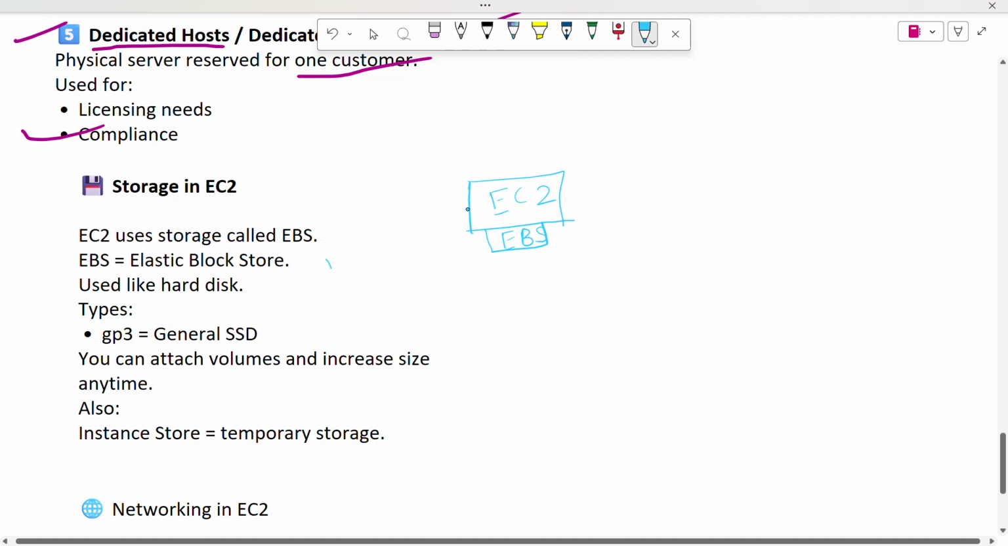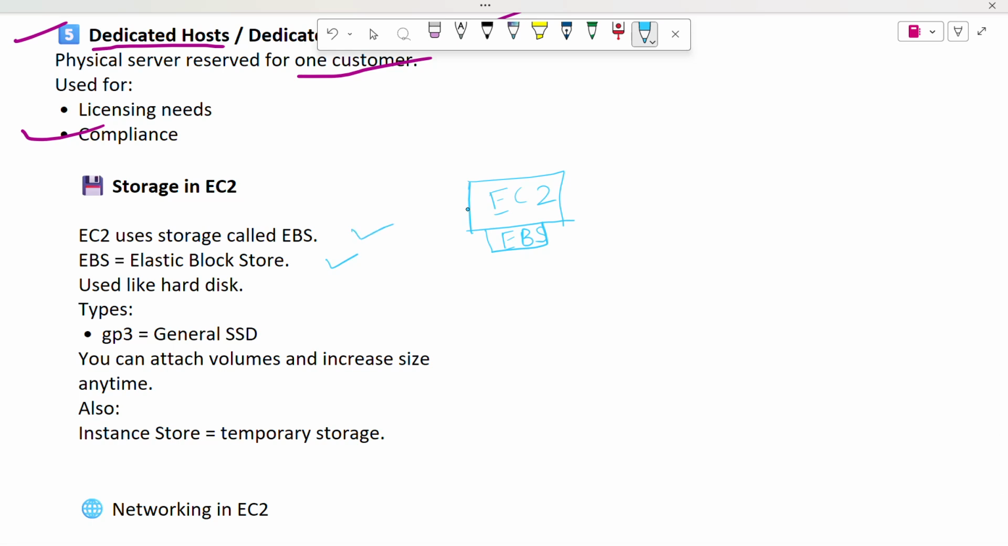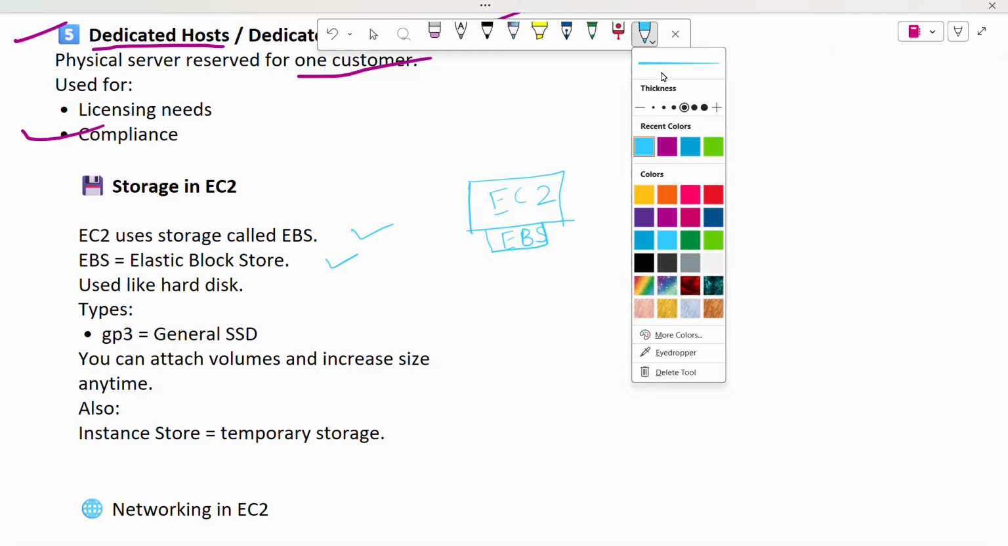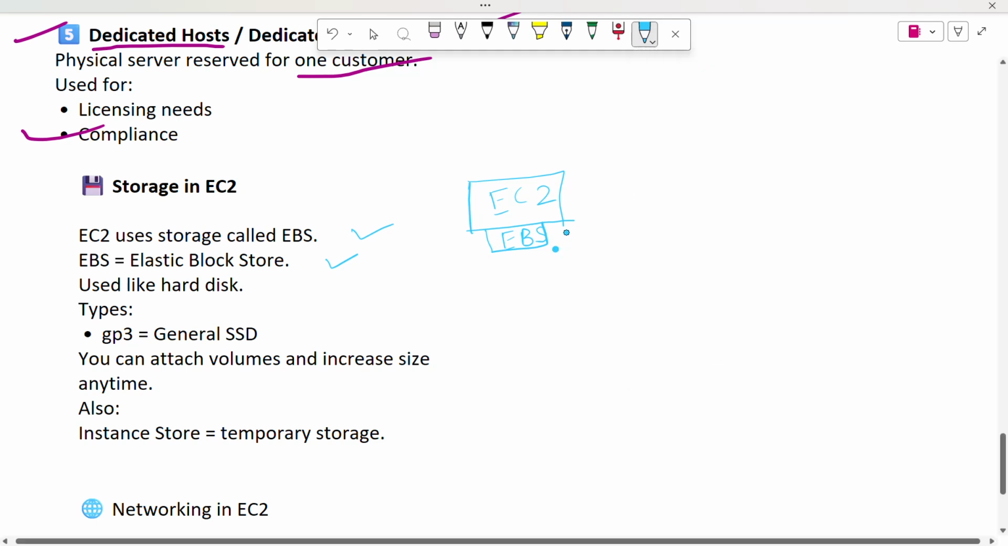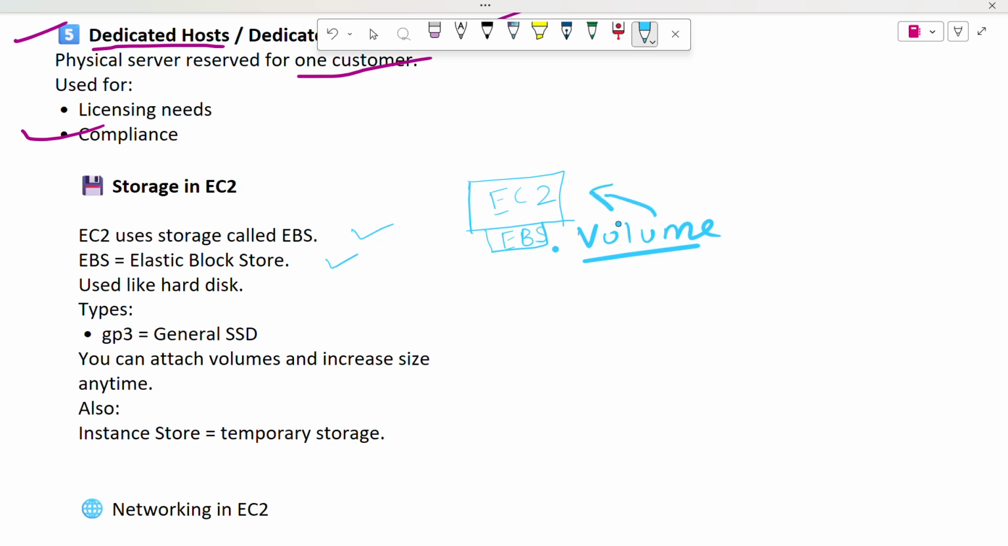What do you mean by EBS? EBS stands for Elastic Block Store. EC2 instances are servers, but what about storage? There has to be some storage attached to my EC2 instance, to my server. That purpose is being met by the EBS. We also call this Elastic Block Store, or you can also term this a volume. So every EC2 instance has a volume attached to it.